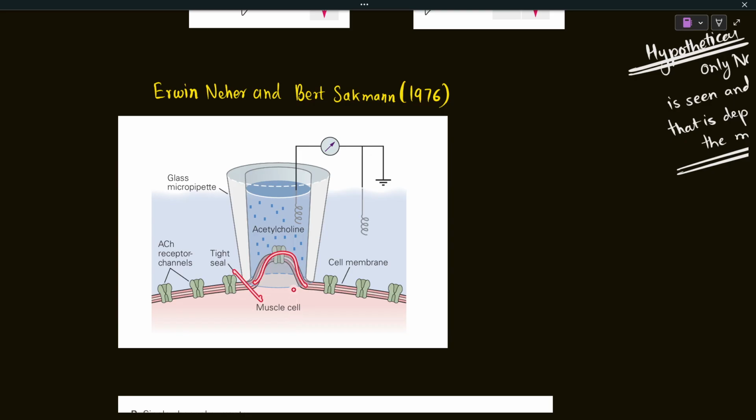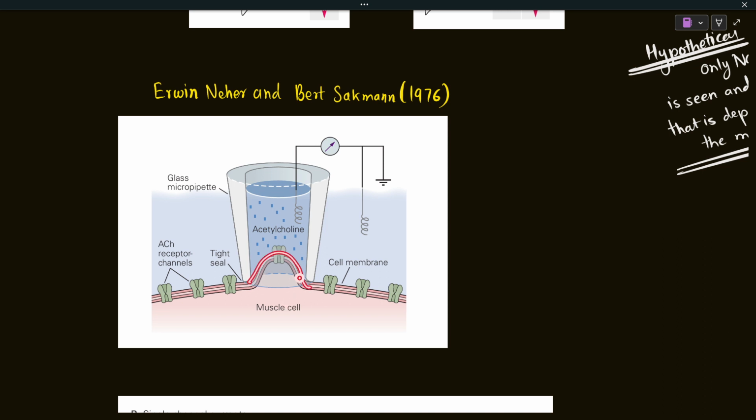You can see it is tightly sealed here. So it pinches a part of the membrane, electrically separating it, and that is why these are known as patch clamp techniques. Using this patch clamp technique, the current generated through the acetylcholine receptor was recorded, and some inferences were made. So they separated some part of the membrane.